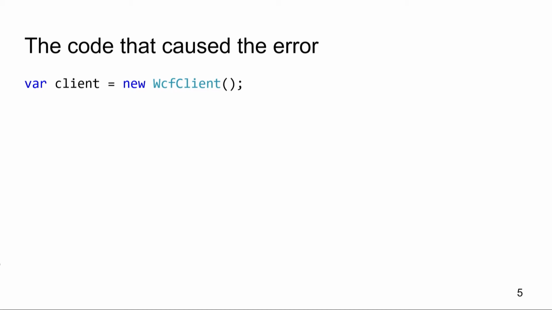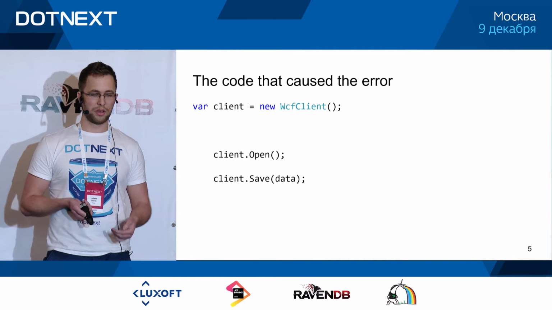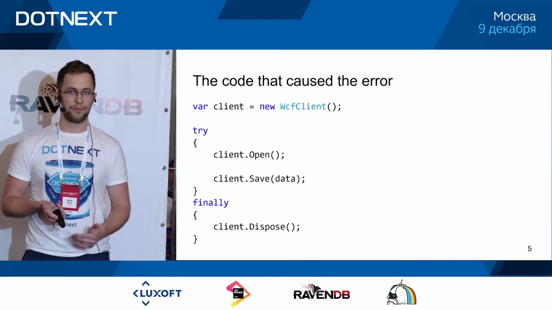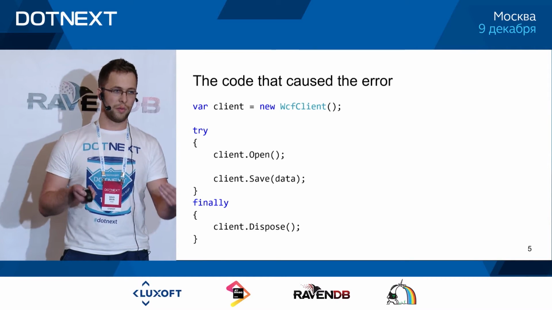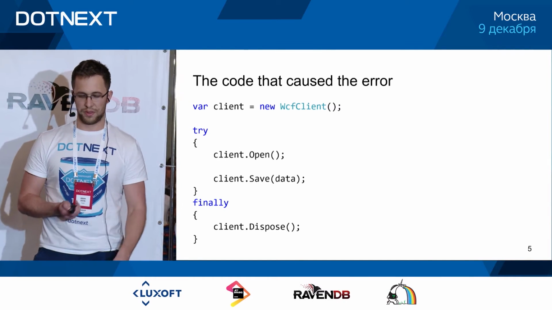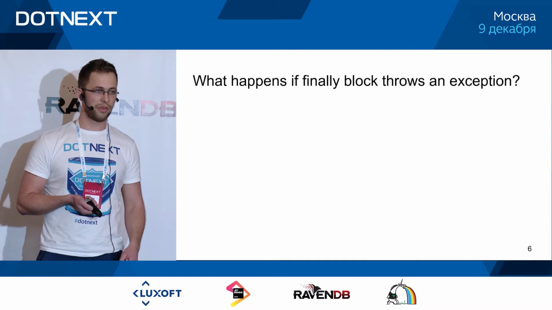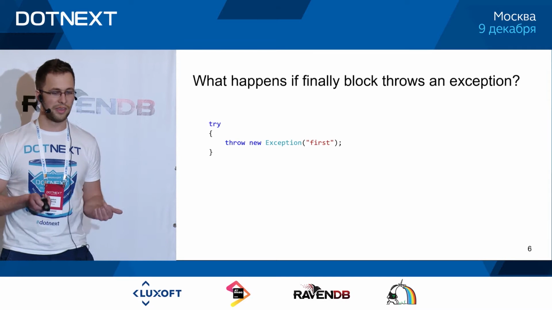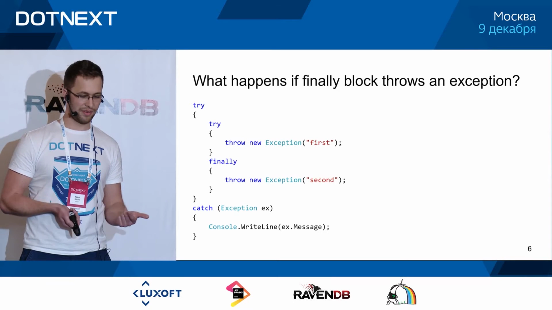What we were doing is creating an instance of a WCF client, opening the connection, calling a Save method, and then in the finally, we were disposing the connection. And I was like, how is it possible that Save didn't work out, but Dispose has thrown the exception, and I got no other data? So after some brainstorming, I decided to ask myself the following question. What happens if a finally block fails with an exception? So we got a throw which fails, and a finally which also fails. And what are we going to catch?